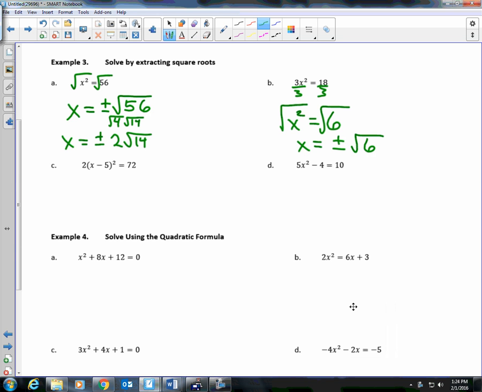Start by dividing the two. Sorry for just starting the video. Forgot to for A and B. You can look at them and probably catch on. But we are solving by extracting square root.